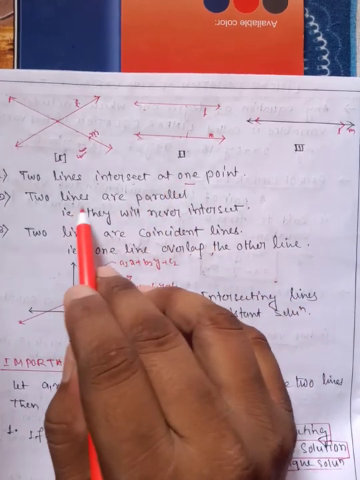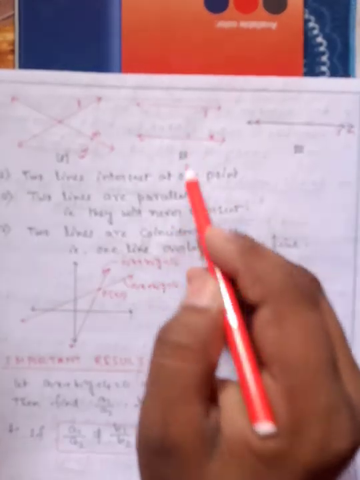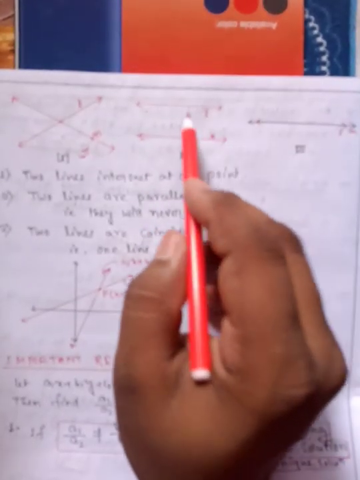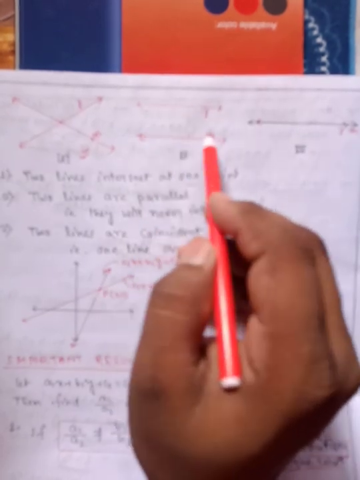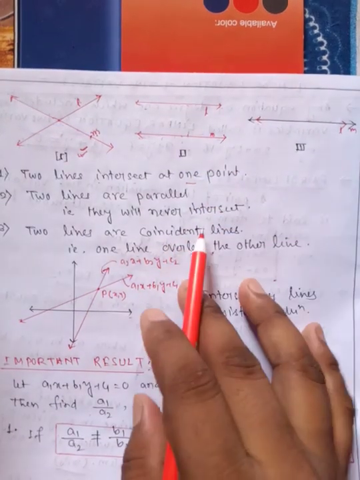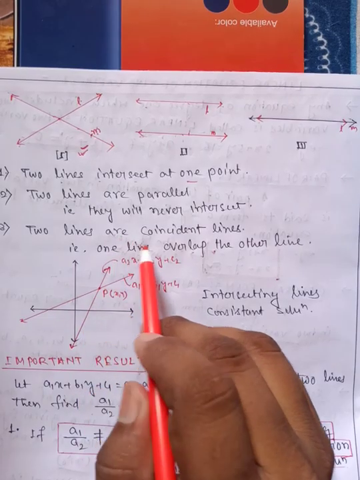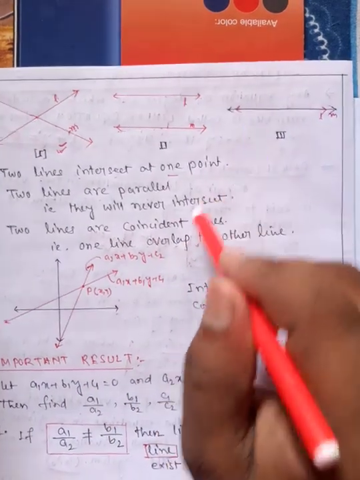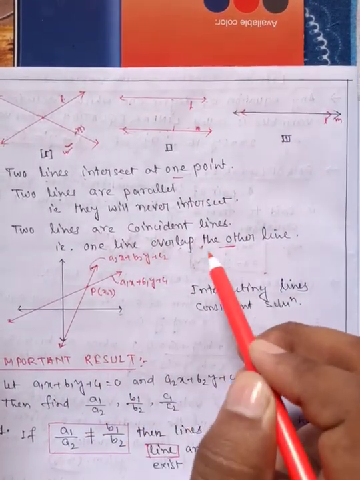And second case, the lines are parallel. These two lines are parallel. That means they will never intersect each other. And the third case, the lines are coincident to each other. That means one line is overlapping the other line.